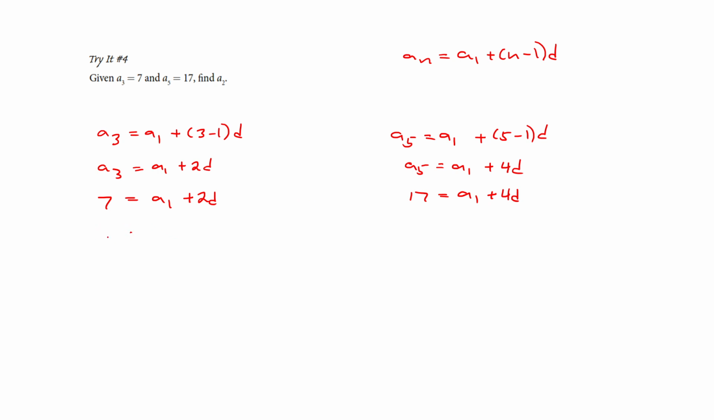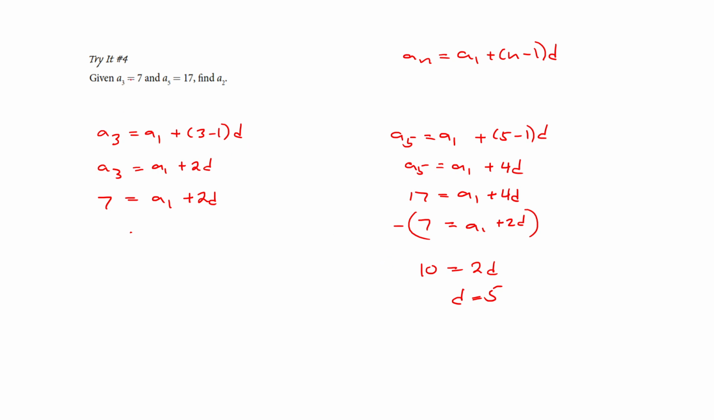Elimination might be easier. Yeah, I'm going to do this as elimination. So I'm going to put 7 equals A1 plus 2D right on top of it. I'm going to run a negative through here and then just add them up. So it's going to change all the signs of everybody there. So I'm doing 17 minus 7 is 10. A1 minus A1 is going to go away. 4D minus 2D is going to be 2D, so D is 5. Now I've got the common difference. These terms keep changing by 5.